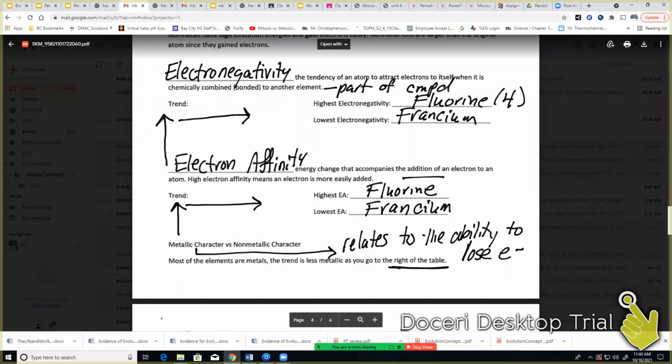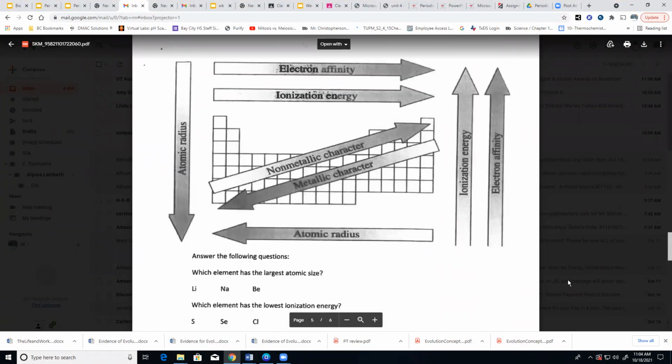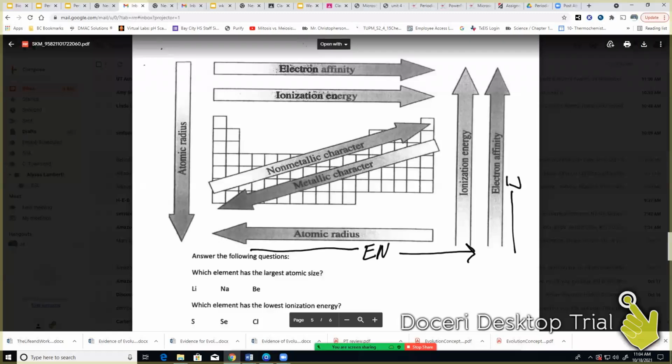All right, on the last page is just my periodic table with all of the different trends together, except for electronegativity, which we can add. So if you want to add electronegativity to it, electronegativity is going to increase as I move from my metals to my non-metals, and then it's also going to increase as I move up a group.